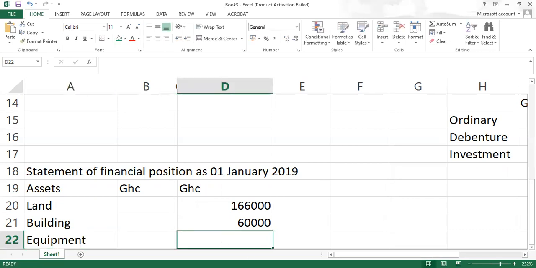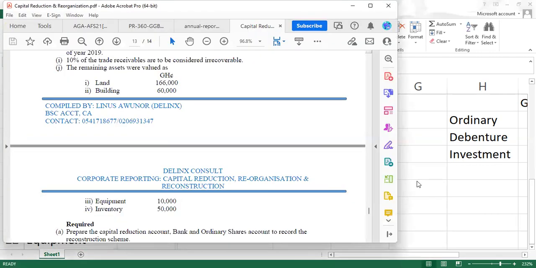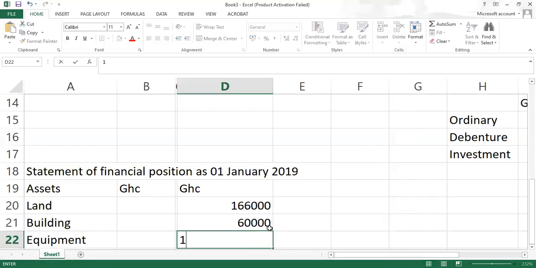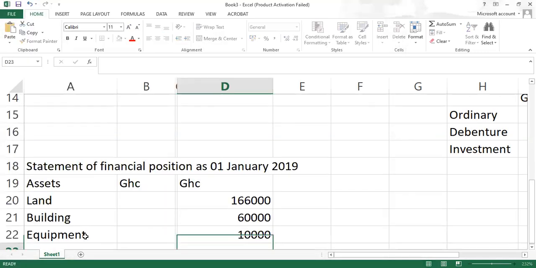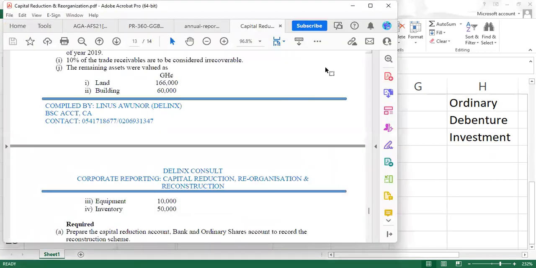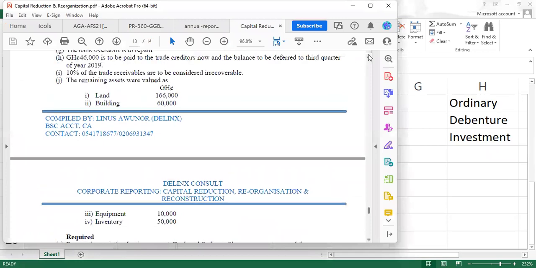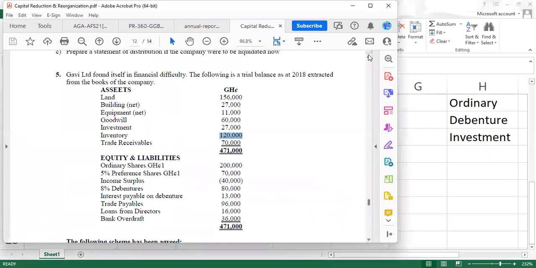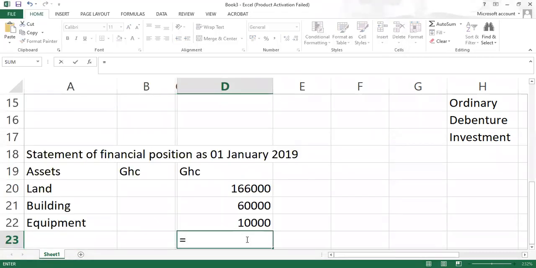Are you sure? Yeah, the previous value was 11,000. Okay, it's 10,000. What is the next one? Inventory. Now inventory, we are going to name it current asset. Should we prepare it the way the question prepared it? No. We should separate them, isn't it? Yes. Okay. So our total non-current assets.